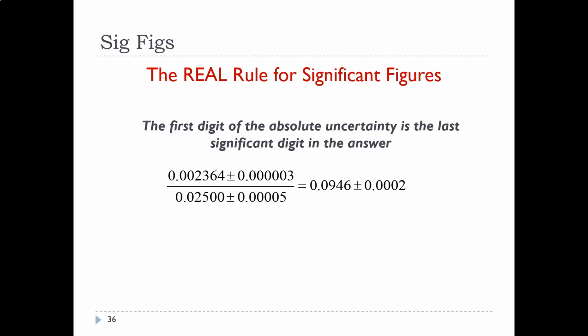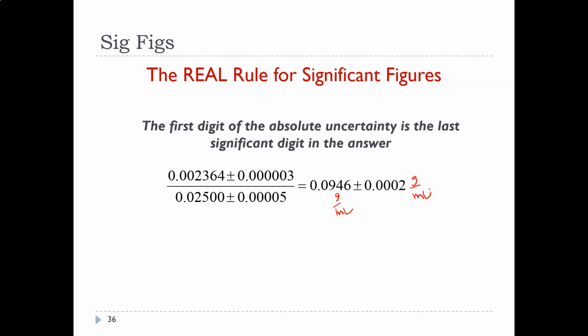Okay, so last, what's the real rule for significant figures? This is the rule that you were not taught in Gen Chem 1. You were not taught in Gen Chem 2 because you didn't actually know enough to understand that answer. So the real sig fig rule is that the first digit of the absolute uncertainty is the last significant digit in the answer. In this one, these don't have units. I don't know why I didn't do that. Grams per milliliter, grams per milliliter.